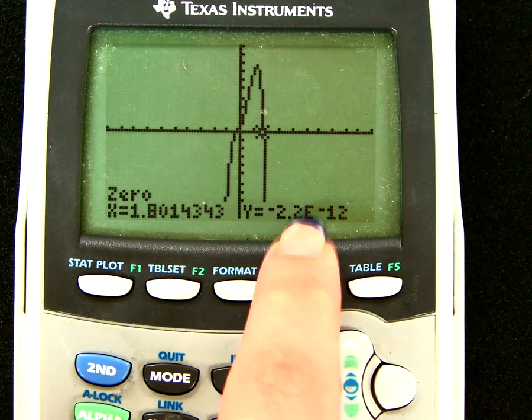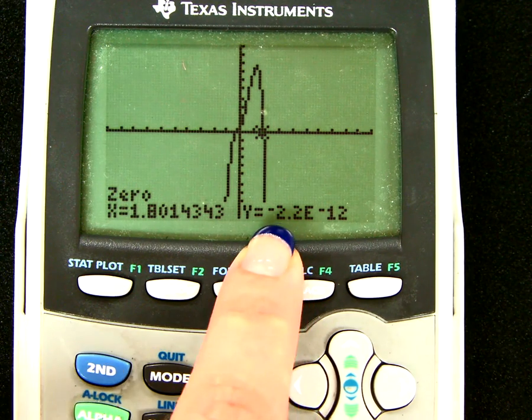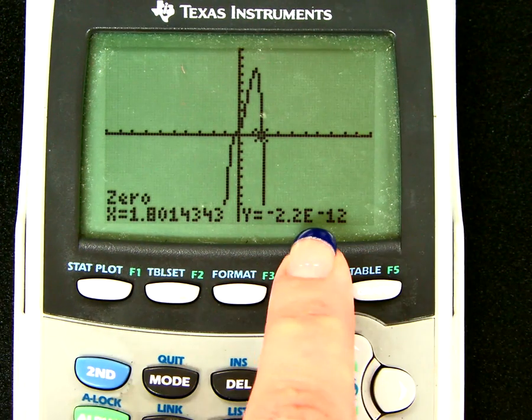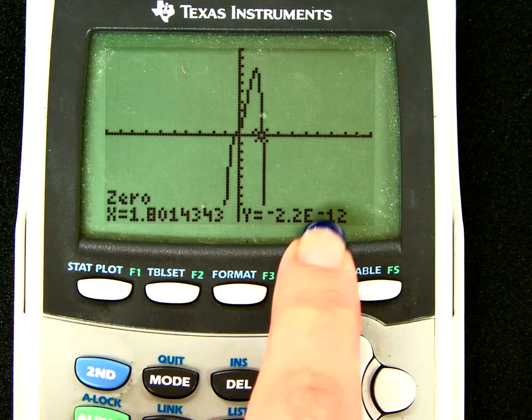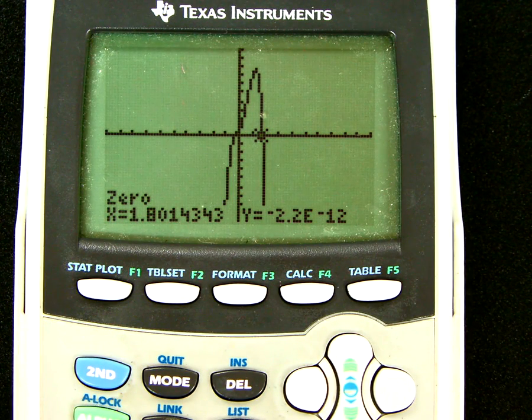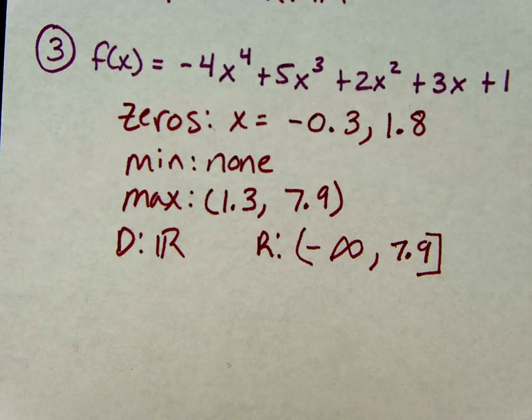So again, looking at this, anytime we have e to a negative number, that's just talking about scientific notation. So it's asking us to move our decimal 12 places to the left. So if we round, this is still 0. And then our x value, which is what we need, is 1.8 if we round to the nearest 10th. So again, here is our filled in information for that last problem. And that will also conclude section 4, analyzing graphs.